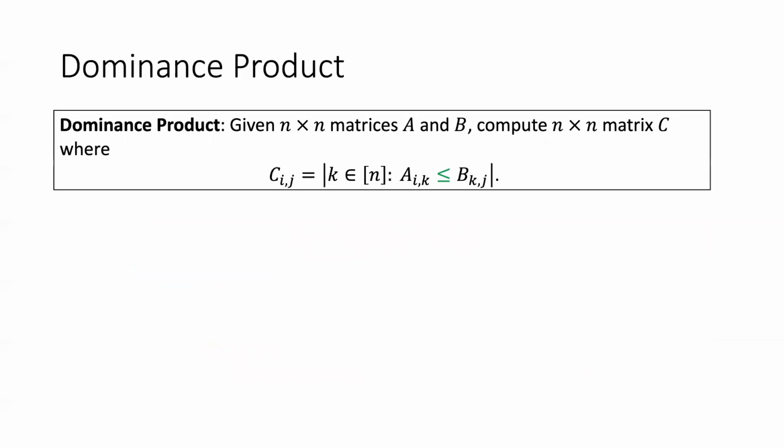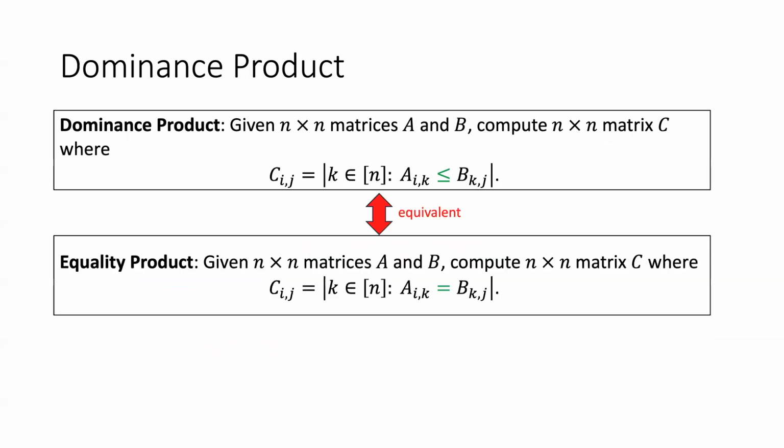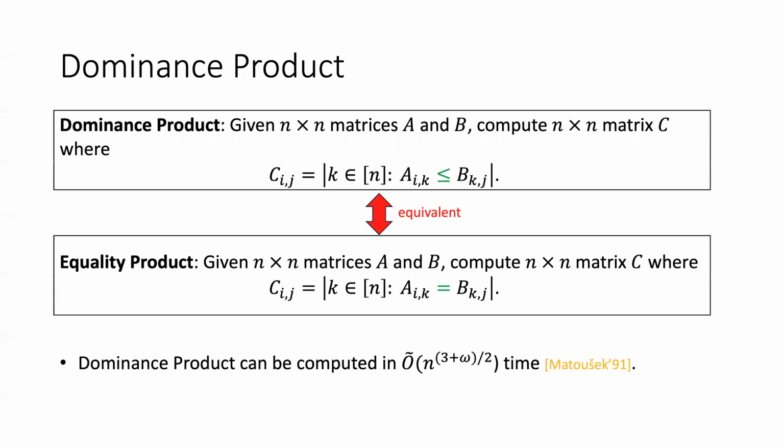In the dominance product problem, we are given two n-by-n matrices A and B, and we need to compute an n-by-n matrix C, where Cij is the number of k such that Aik is less than or equal to Bkj. It's known to be equivalent to the following equality product, where for each Cij, we have to count the number of k such that Aik is equal to Bkj. It's known that dominance product can be computed in roughly n to the (3 plus omega)/2 time, where omega is the matrix multiplication exponent.